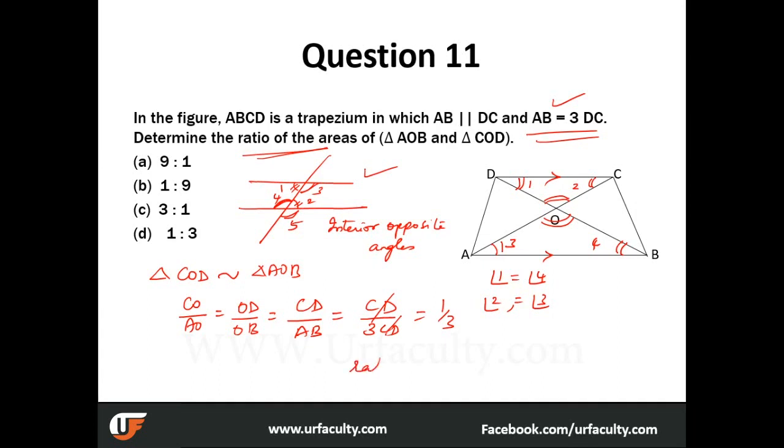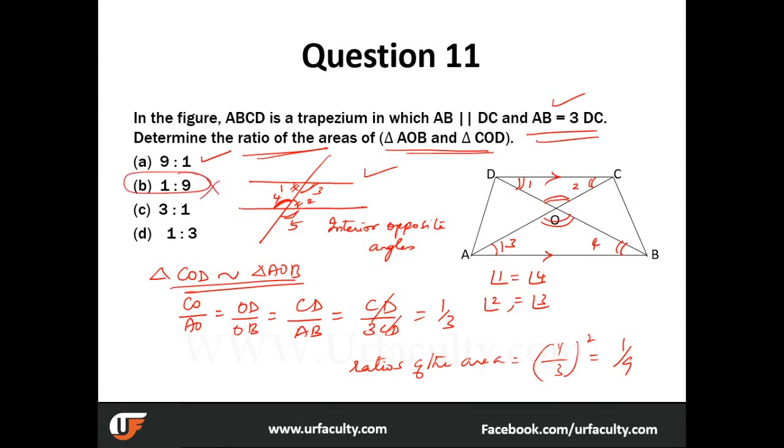Then the ratio of the areas is equal to the square of the ratio of the sides, which is equal to 1 by 9. And hence your answer is, we have taken COD by AOB. They have asked for AOB by COD. So you just do the reverse, which is equal to 9:1. So I hope you understand what I am doing here. Please don't mark 1:9. That's not the answer, because we have taken COD by AOB here, right?